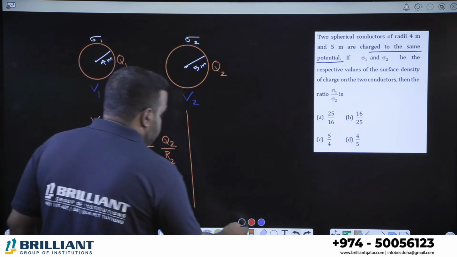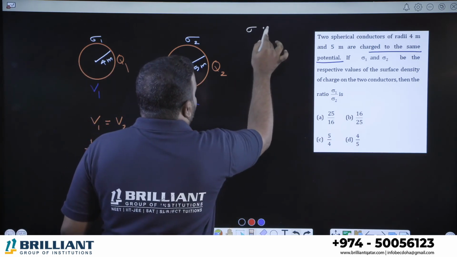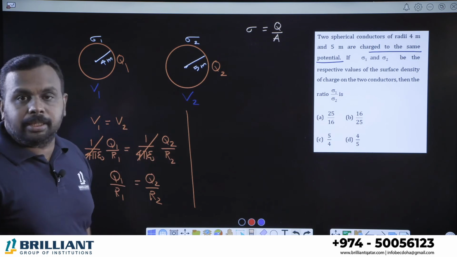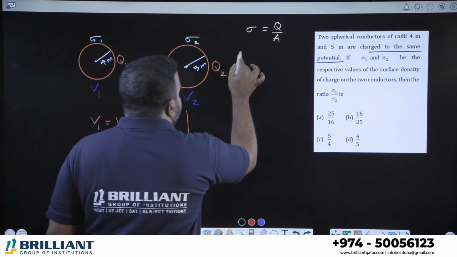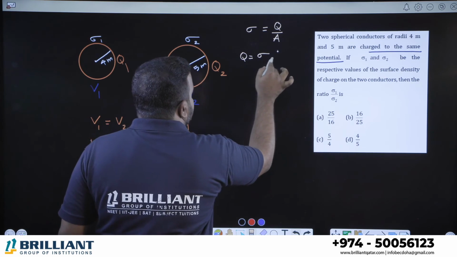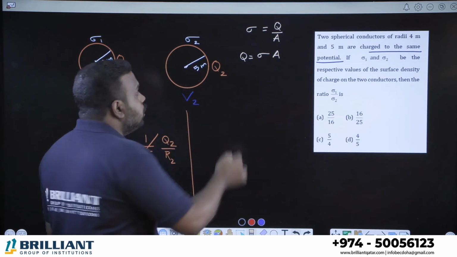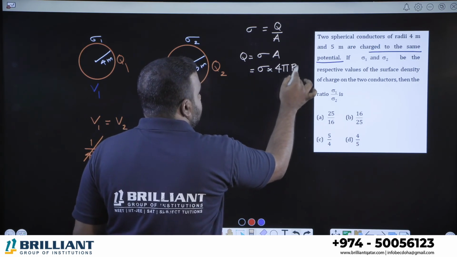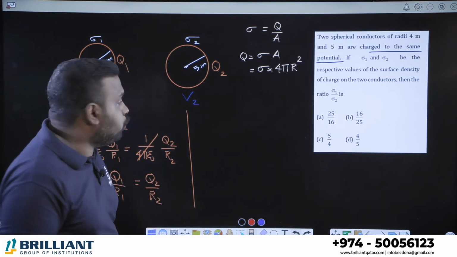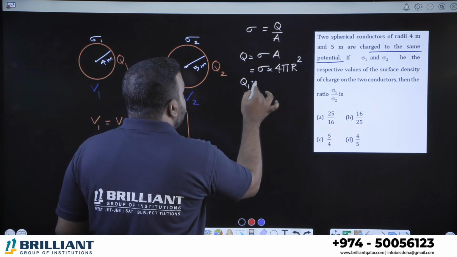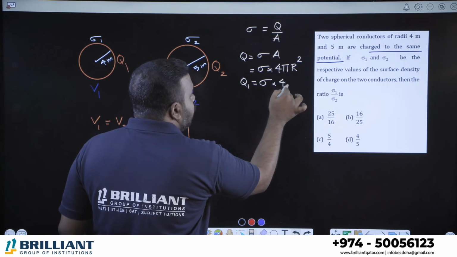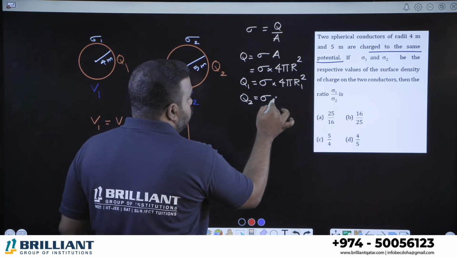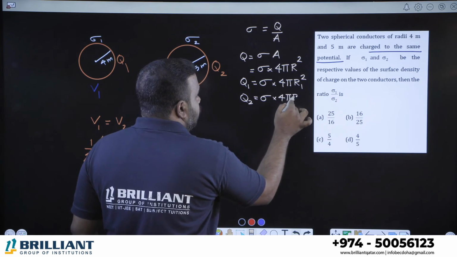What is the total surface area? See, the equation for surface charge density is sigma is equal to Q by A. Charge per unit area, that is called the surface charge density. From this you can write Q is equal to sigma times A. This is equal to sigma into what is surface area of a sphere? It is 4 pi r square. So Q is equal to sigma into 4 pi r square. Then what will be Q1? Q1 will be sigma into 4 pi r1 square. Q2 will be sigma into 4 pi r2 square.